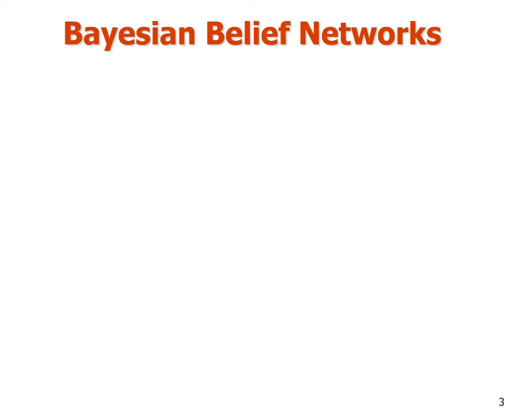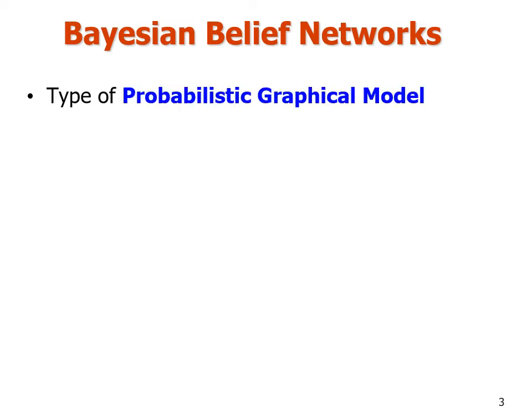Thus, Bayesian belief network is a type of probabilistic graphical model. It is also known as Bayes nets. A Bayesian belief network describes the probability distribution governing a set of variables by specifying a set of conditional independence assumptions along with a set of conditional probabilities.